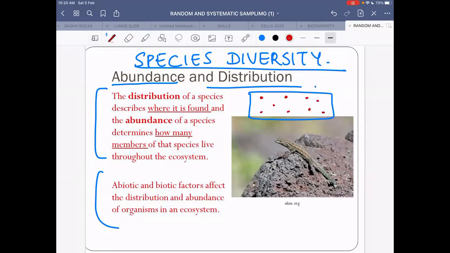Okay, this blue box that I have made, imagine it as a piece of land in an area, and these red dots are the caterpillars found in that area. Now, looking at this blue box, tell me what the abundance is and what the distribution is. Come on, quick guys. Miss, distribution is the blue box itself because it is situated there. Okay, and abundance? Abundance, the amount of caterpillars inside. Okay, abundance of the species determines how many members of that species live throughout the ecosystem. Okay, and now we will actually be calculating the abundance and distribution.